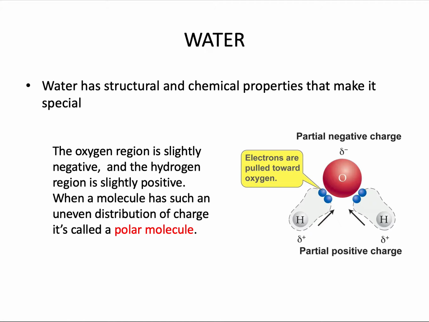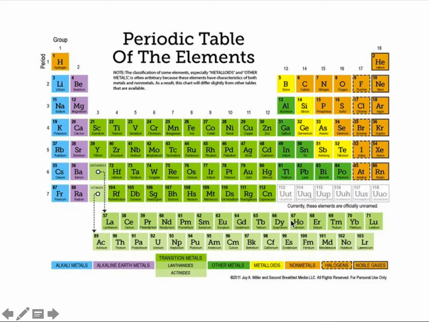The reason comes down to its polarity. Water is a polar molecule because water, which is made up of one oxygen atom and two hydrogen atoms, has a slight negative charge on the oxygen and a slight positive charge on the hydrogen.